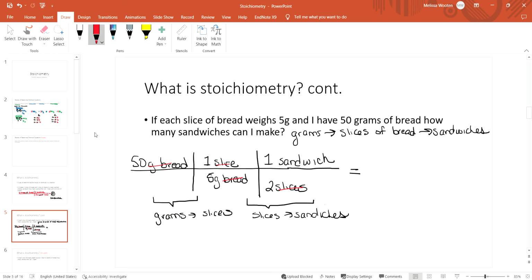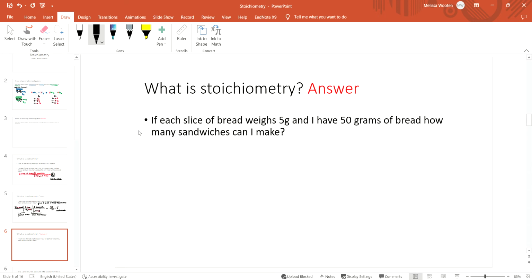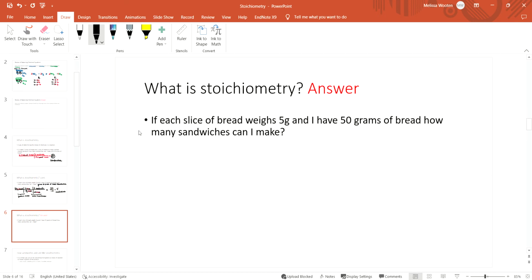And so we multiply across the top, we have 50, divided by the bottom, 5 times 2 is 10. And we can make 5 sandwiches with 50 grams of bread. This is a bit more of what stoichiometry is going to be like, except we're going to be using a balanced chemical equation. And that's space for you to write out your own answers if you use the slides as notes.